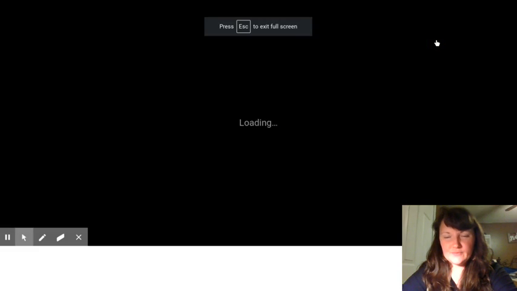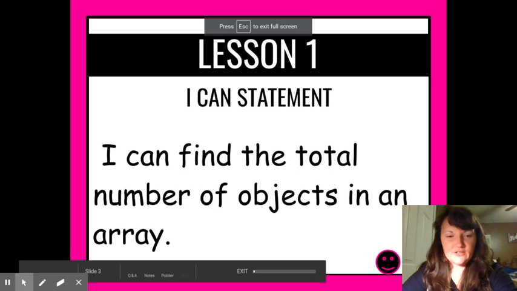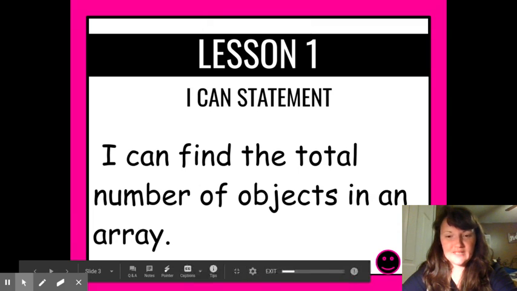I am doing the math lesson for Monday, November 9th, 2020, and we are learning about arrays today. So our lesson today is: I can find the total number of objects in an array.